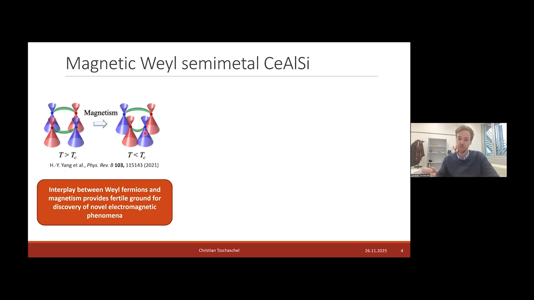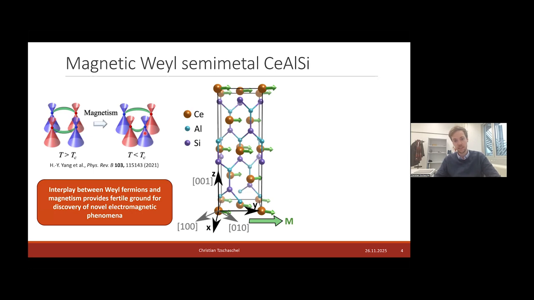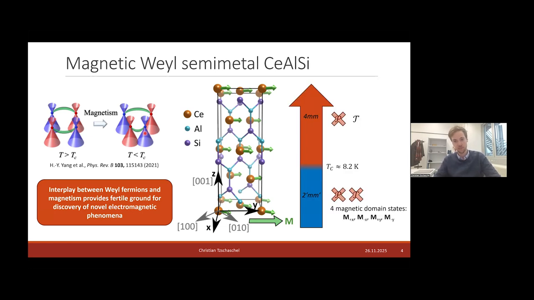This interplay between Weyl fermions and magnetism in general provides a relatively fertile ground to discover novel electromagnetic and magnetoelectric phenomena. A specific material that we'll be looking at in this presentation is cerium aluminum silicide. It has a tetragonal crystal structure that is already non-centrosymmetric in the paramagnetic phase at high temperatures. At sufficiently low temperatures, below about 8 Kelvin, the cerium moments order in a weak ferromagnetic alternating fashion, which then also breaks time reversal symmetry.